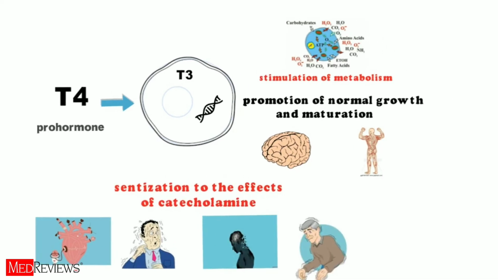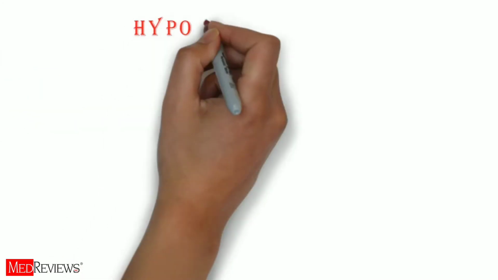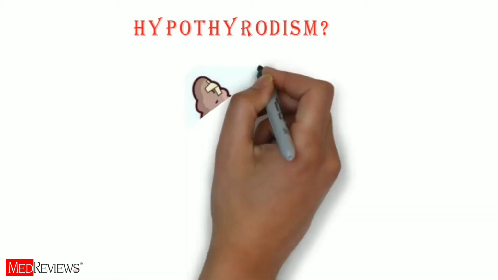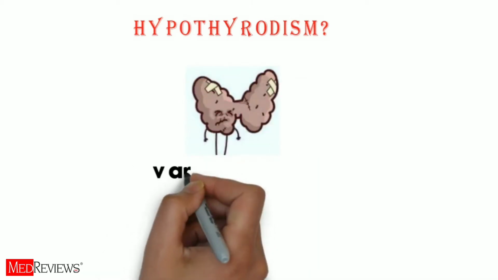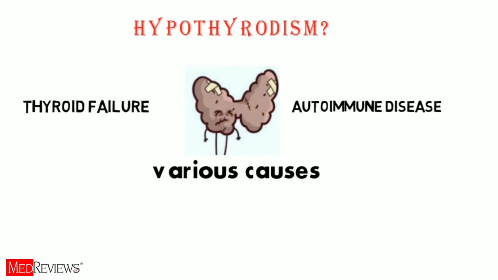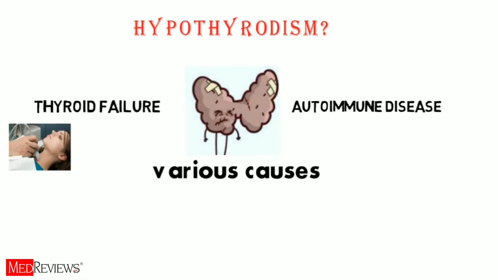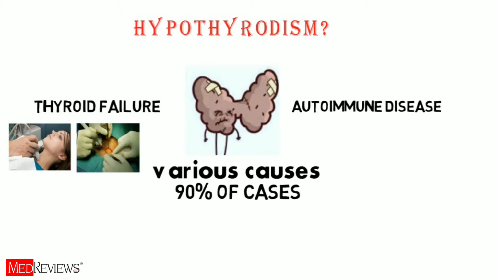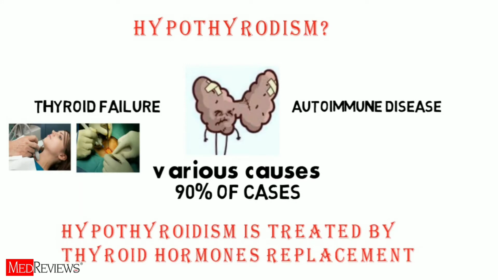After the simple physiological review, let's start with hypothyroidism. Hypothyroidism is a common condition with various causes, but autoimmune disease and thyroid failure following radioactive iodine or surgical treatment of thyrotoxicosis account for over 90% of cases. Hypothyroidism is treated by thyroid hormone replacement.